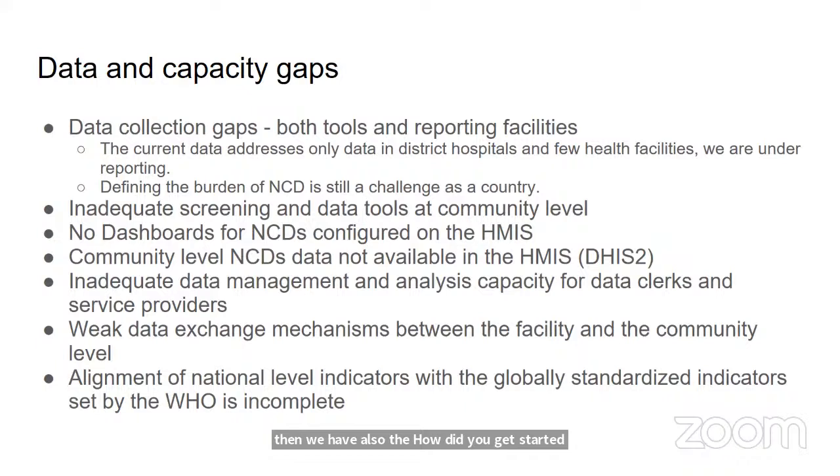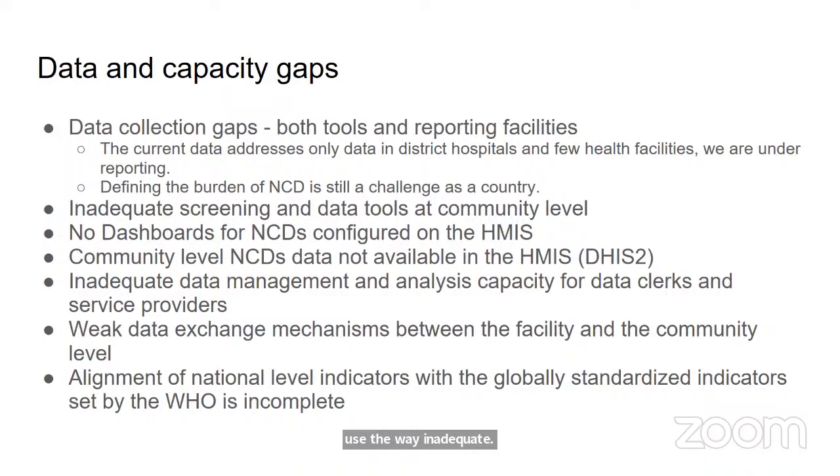So we still have a long way to go, and we're looking forward, as Ministry of Health, to ensure that we align as we try to strengthen the public institutions. On our mind, we're already thinking about the other institutions that are providing the services. And pertaining to inadequate screening and data tools at community level, we use the word inadequate because currently we're only screening for hypertension and diabetes within the NCD program.